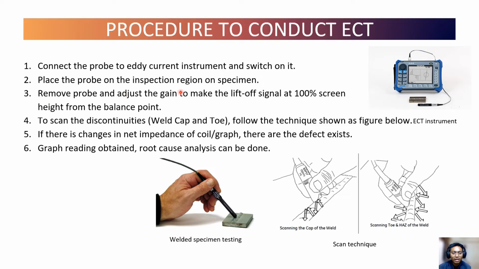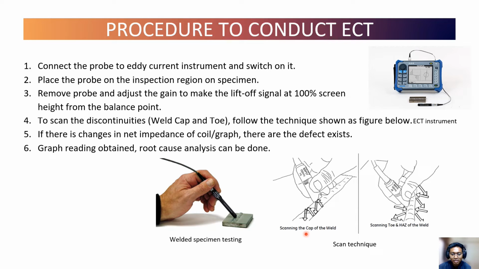Okay, after that, remove and adjust the gain to make the lift-off signal appear at 100% screen height from a balance point. Okay, to zoom into our example testing here on welded specimen testing, to scan the discontinuities or defects, there are two types for welded specimen testing. The first one is weld cap and toe. We need to follow the technique as I show here in this figure.